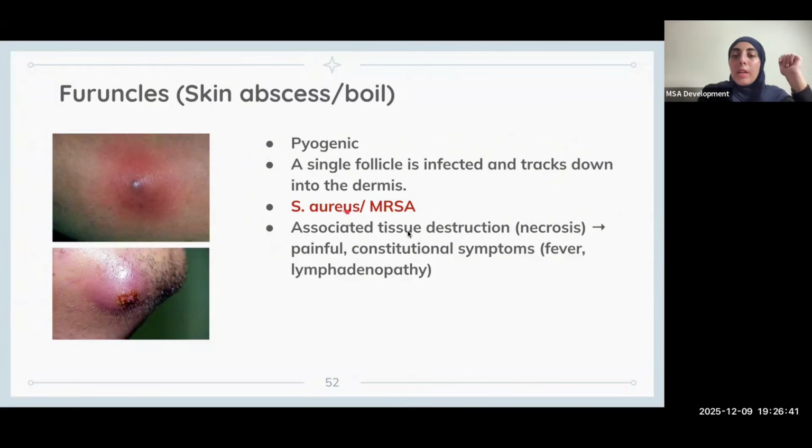So here you have tissue destruction causing necrosis, and because of the tissue destruction and there's a lot of inflammation, you see how red it is, you're gonna have a lot of constitutional symptoms and you're gonna have pain. It's gonna be pretty painful because it looks very inflamed, and you're gonna have constitutional symptoms like fever and lymphadenopathy. Now, this looks like an abscess. If you imagine an abscess, this is what it looks like. It's also called a boil, okay? But the name is a furuncle.